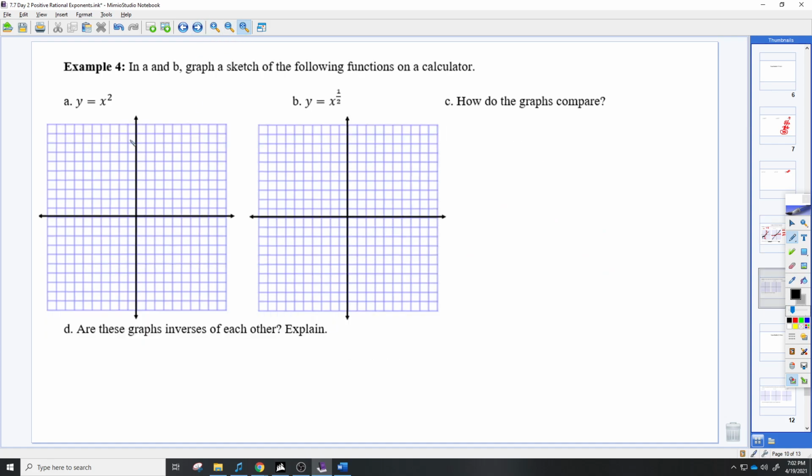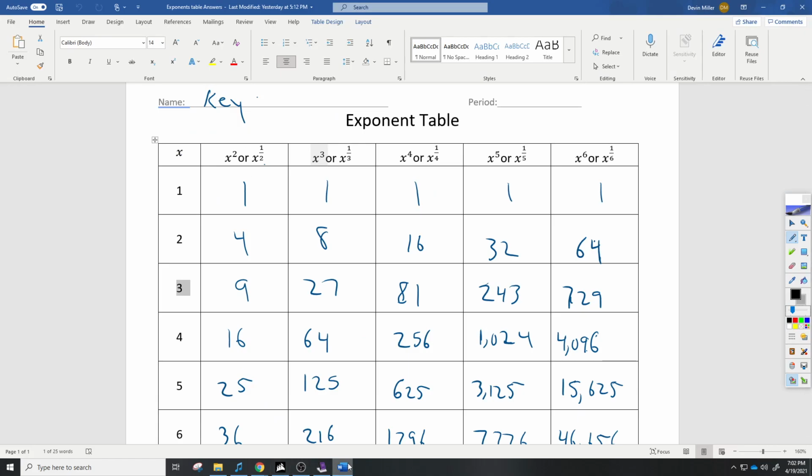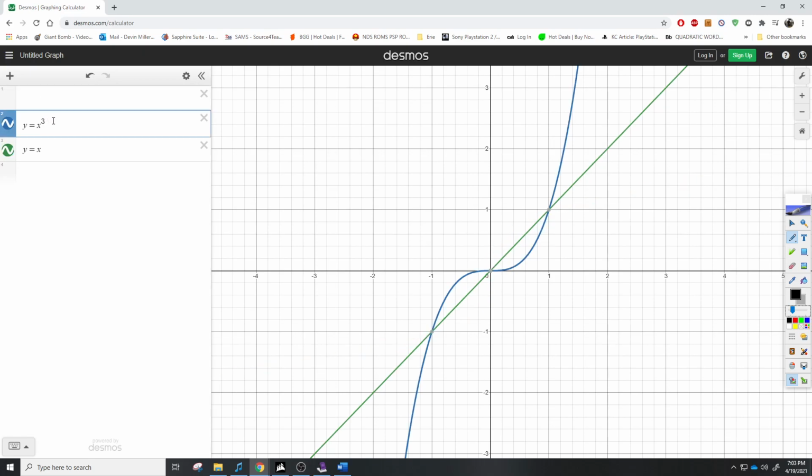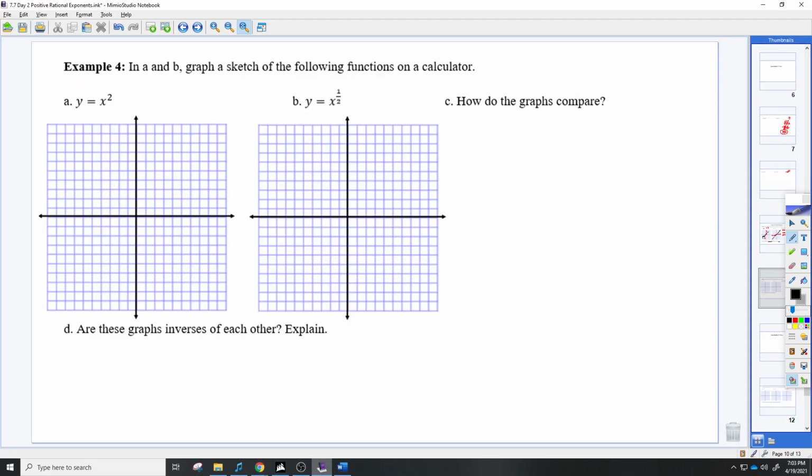We're going to try another set. So what if we have x squared and x to the 1 over 2? We'll see if these are inverses of each other and how they compare. Okay, so let's keep the y equals x there, and we're going to change these. Let's get rid of this one. Let's do x squared, which we know is going to be that happy face parabola, and graph that one. So we have something that looks like this.